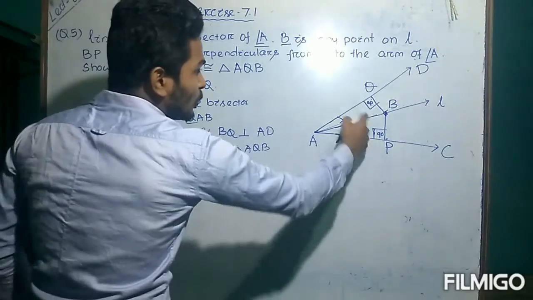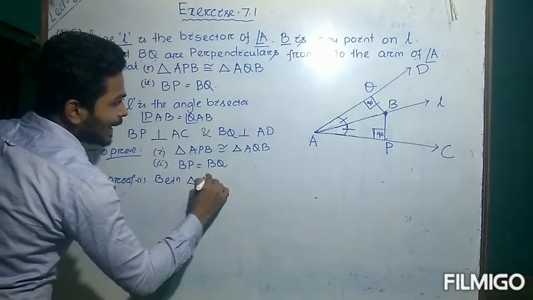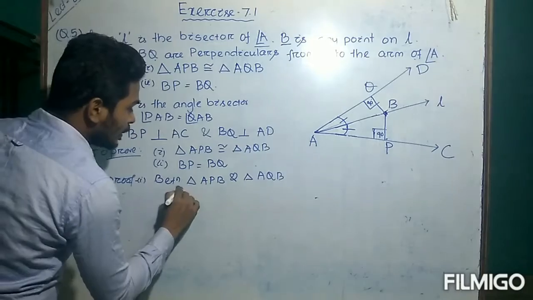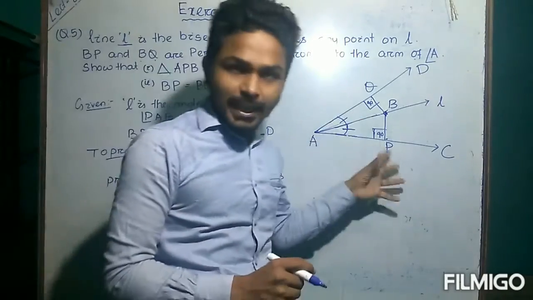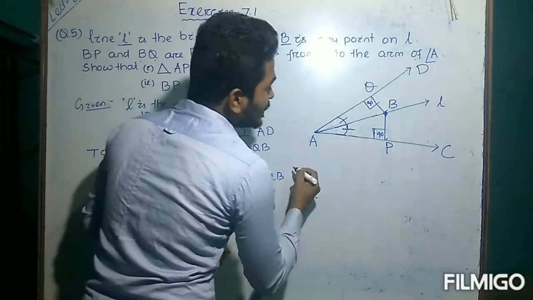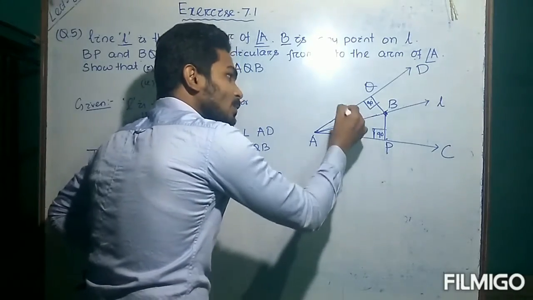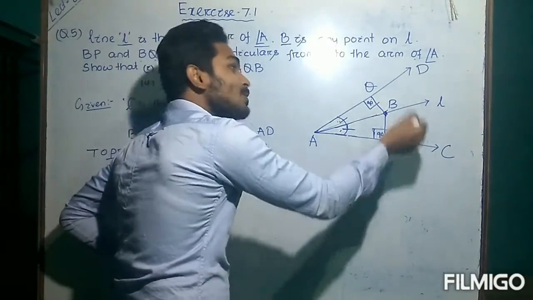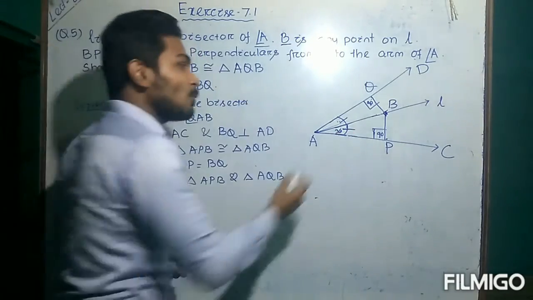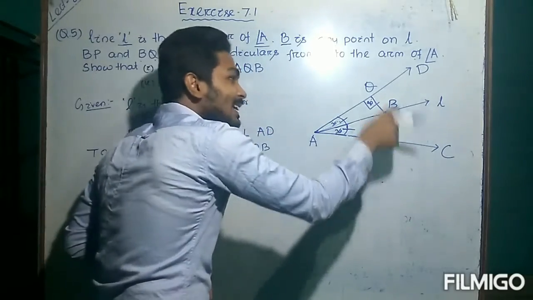For the first statement we have to compare these 2 triangles, triangle APB and triangle AQB. Let us identify through which congruency they are congruent. As you can see here, this angle is equal to this angle. Yes or no? Yes. And this angle is also equal to this angle. Suppose we take it as 30 degrees. Then what is the value of this angle? It will also be 30 degrees. It is an example, right? And this is 90, this is 90.